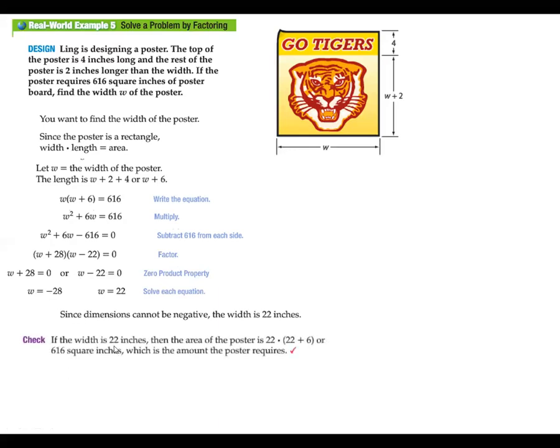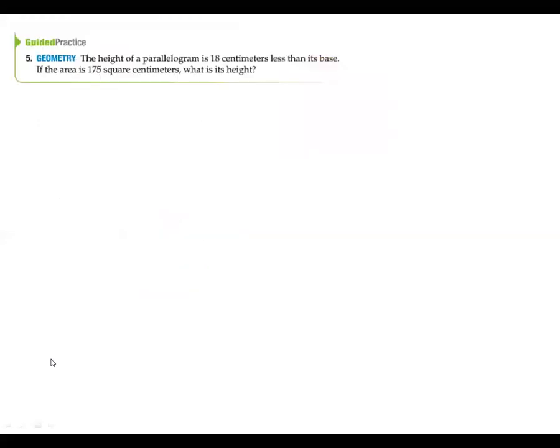So if the width is 22 inches, then the area is 22 times 22 plus 6. Remember, length is width plus 6. And if you do 22 times 28, you get 616, which is the amount the poster requires.